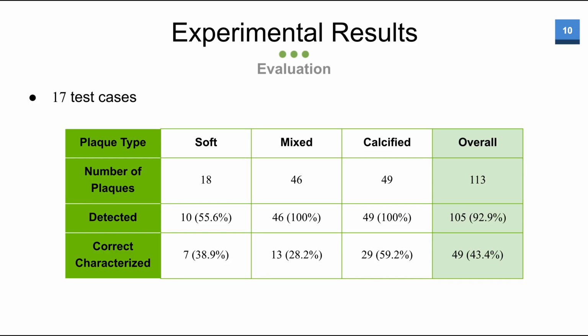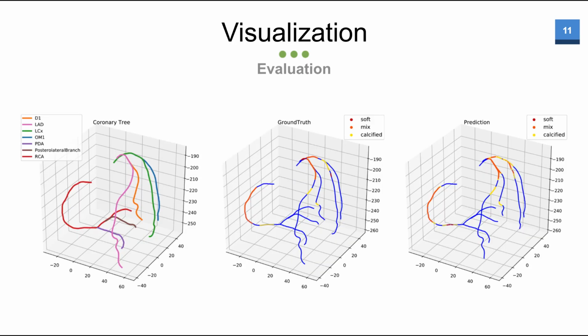In our experiment, we collect the results of detecting plaques in the 17 testing cases. We detected 10 of 18 soft plaques, and all of the mixed and calcified plaques are detected. And here is a visualization of the prediction of one test case. In this case, we can find that all the plaques are detected, with some misclassified regions and a small portion of false positives.